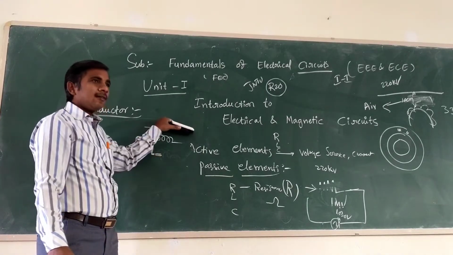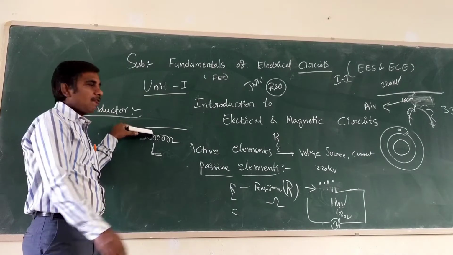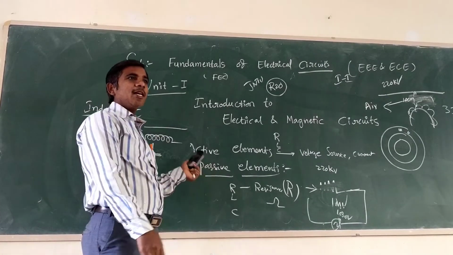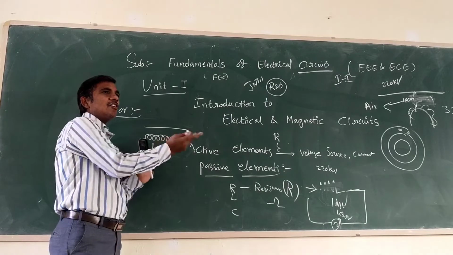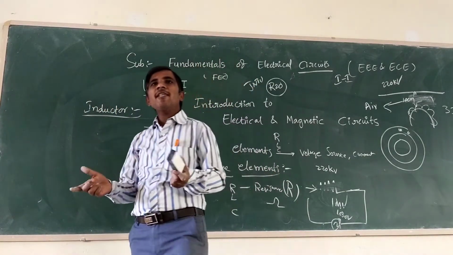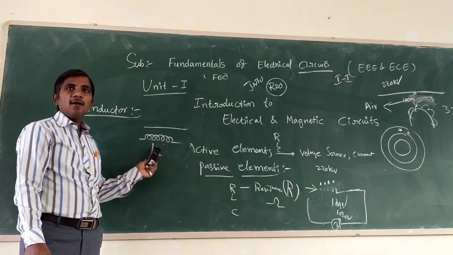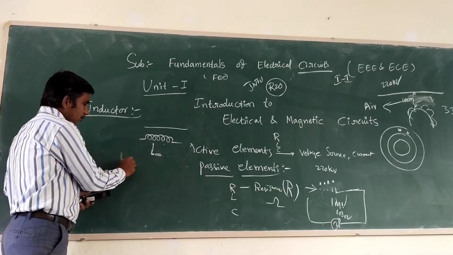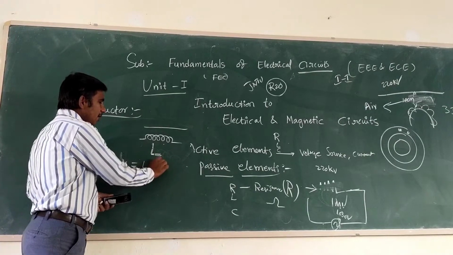A wire like this is not an inductor, it is a conductor. When you twist the wire into a number of turns, it becomes an inductor. It is also a conductor, but it opposes the sudden change of current. Sudden change of current will be opposed by the inductor. When the current is changing suddenly, it opposes. That is the property of an inductor. The inductor is characterized by V equal to L di by dt.